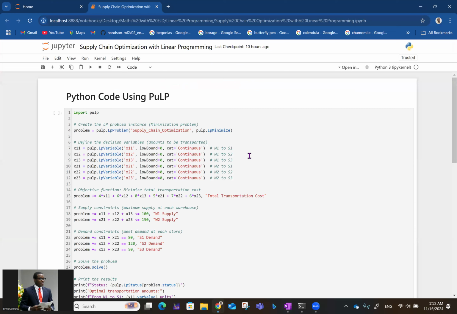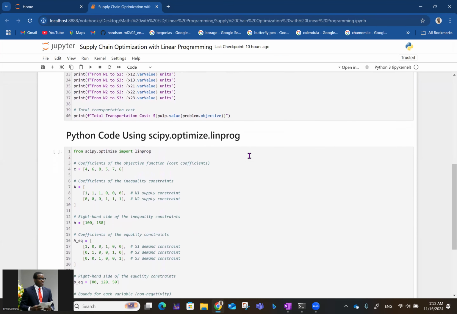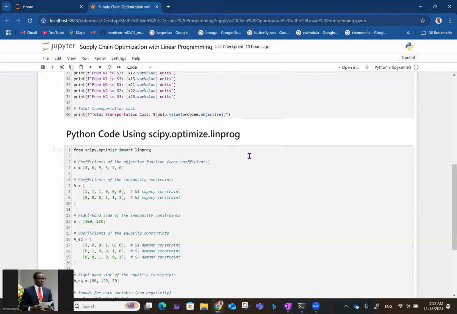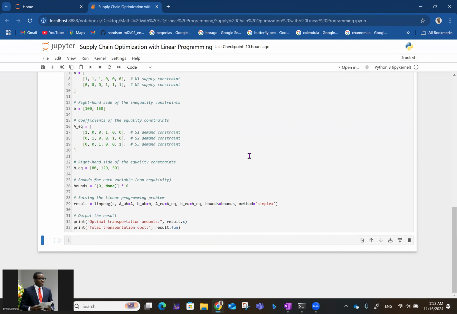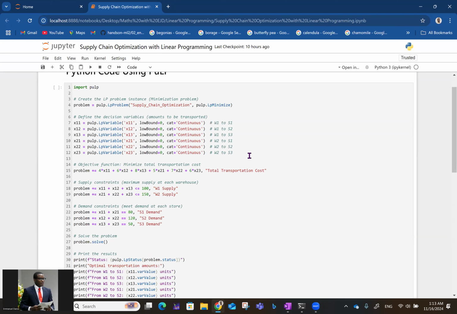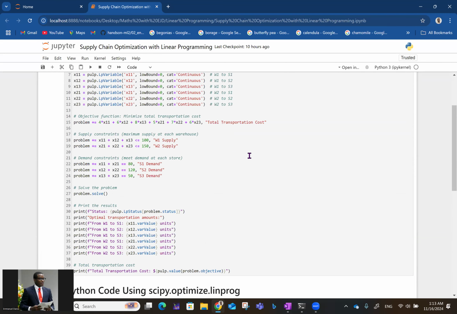If you look at this now, I used Python with 2 libraries. I used PuLP, and I also used scipy.optimize's linprog, which is linear programming. Looking at the PuLP version, we have 40 lines of code, and for the other we have just 33. So it all depends on how the setup looks.